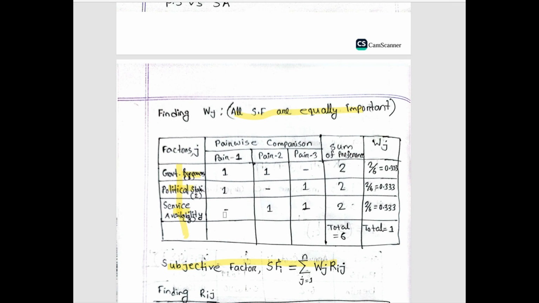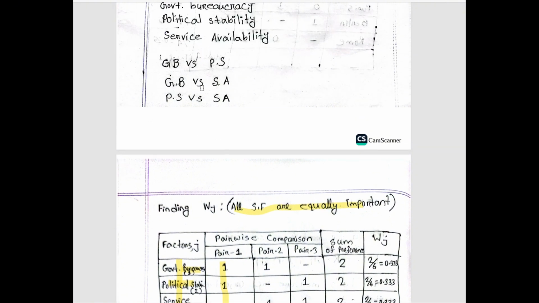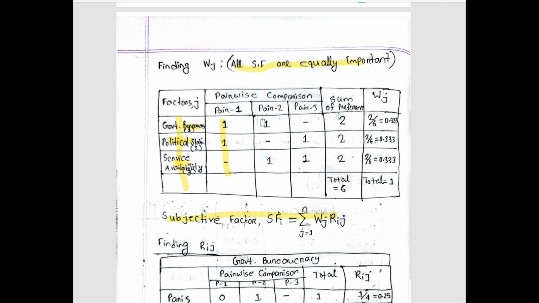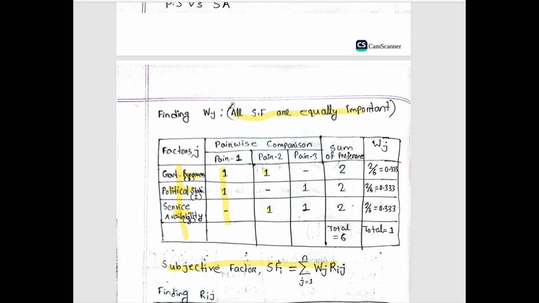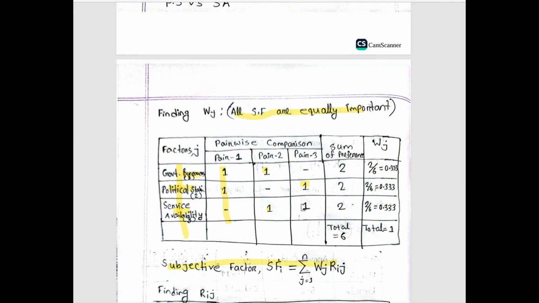It is the wrong method, because serviceability was not involved, that's why you have to put a dash here, not a 0. Now column-wise pair comparison, first pair was done. The second pair, government bureaucracy versus service availability. Government bureaucracy 1, service availability 1, and we did not include political stability, that's why it is a dash. Now the third pair, political stability versus service availability. Political stability, service availability 1, column-wise, and government bureaucracy was not involved, that's why it is a dash.